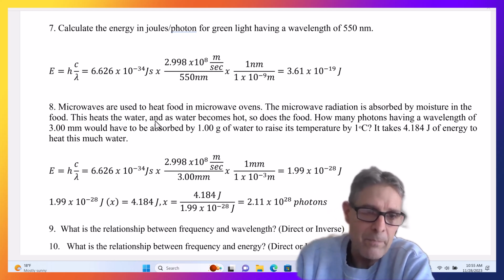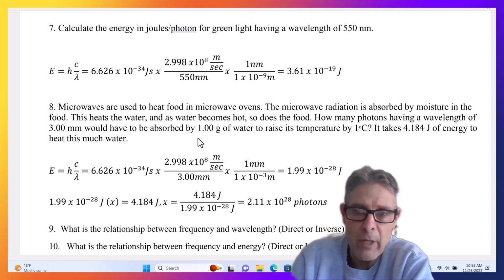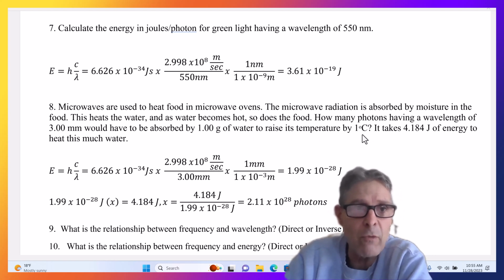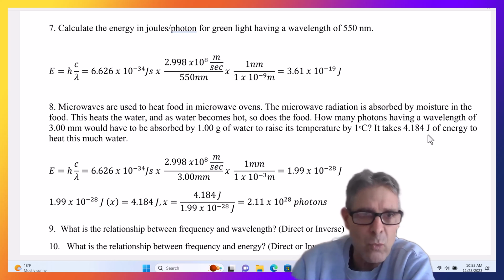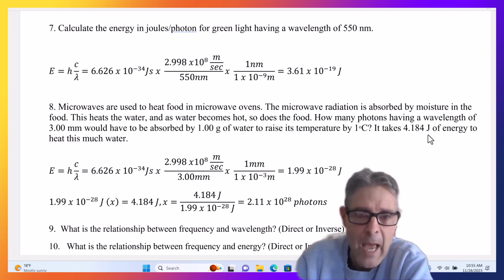At this point in the class, all these look like kind of arbitrary numbers, 1 gram of water and 1 degree Celsius. But this is actually the specific heat of water. And we're going to talk about that right before we get into our section on thermodynamics. So you'll return to this idea, and this number here is one you're probably going to have to memorize when we get there. You don't have to memorize it now.